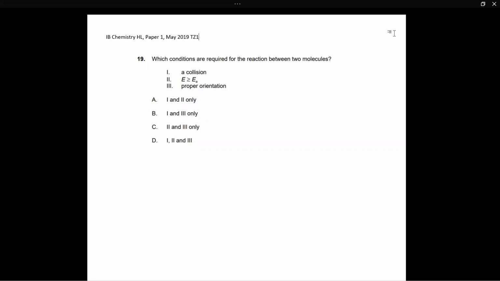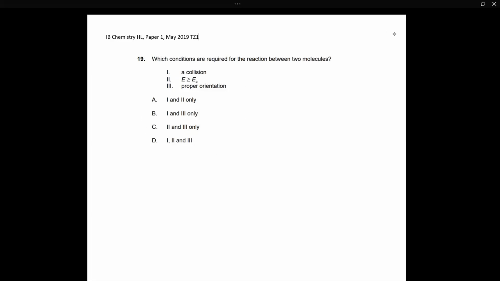They're basically asking us which conditions are required for the reaction between two molecules, and they've given us 1, 2, and 3, and then options A, B, C, D. Questions in this format are actually very easy to tackle if you're a bit unsure about the topic. If you're confused about whether an option is correct, you can cancel out a few answers and narrow down your options so that you have a better chance at scoring good marks.